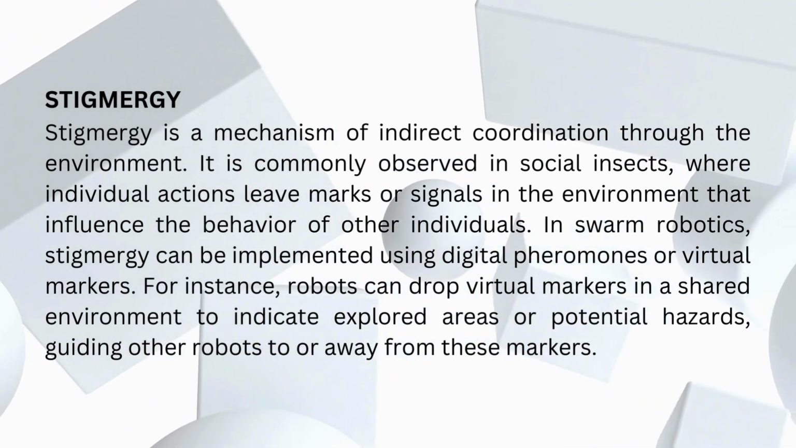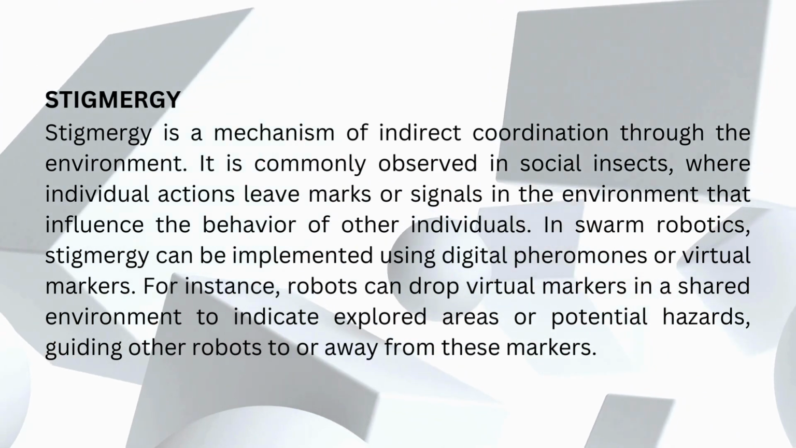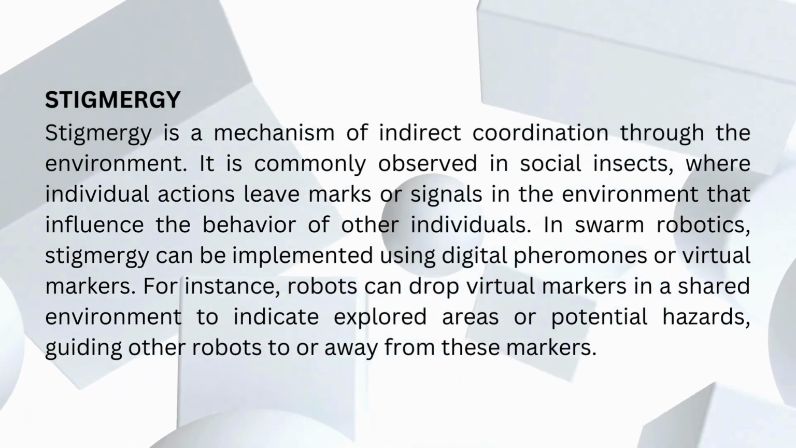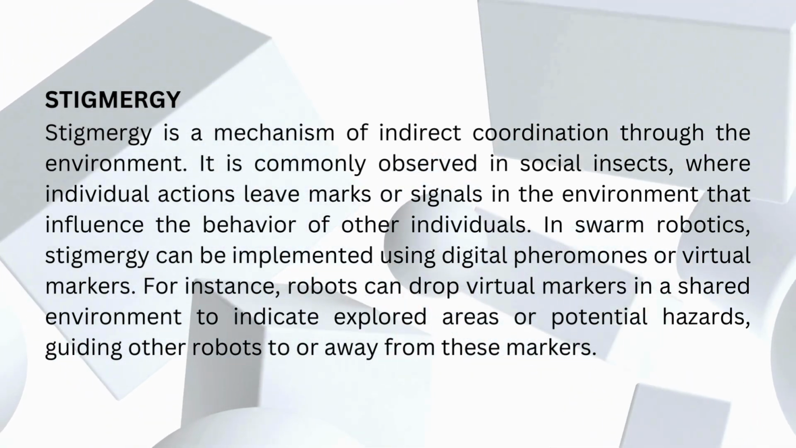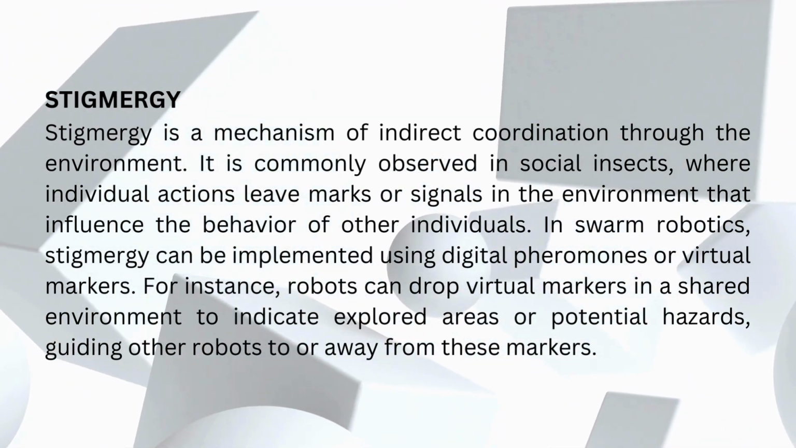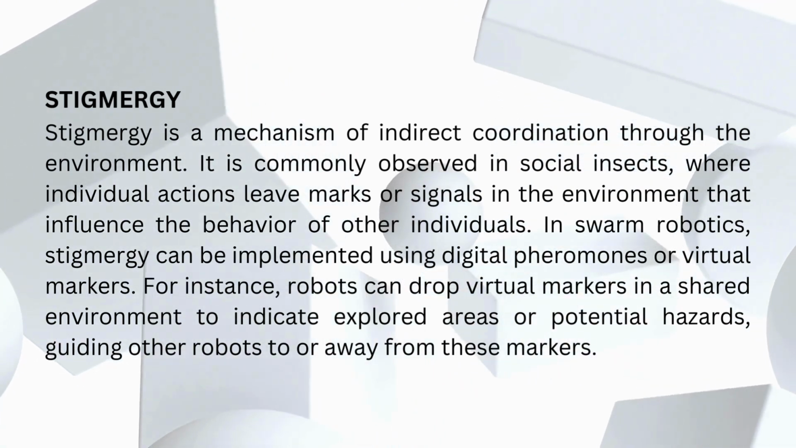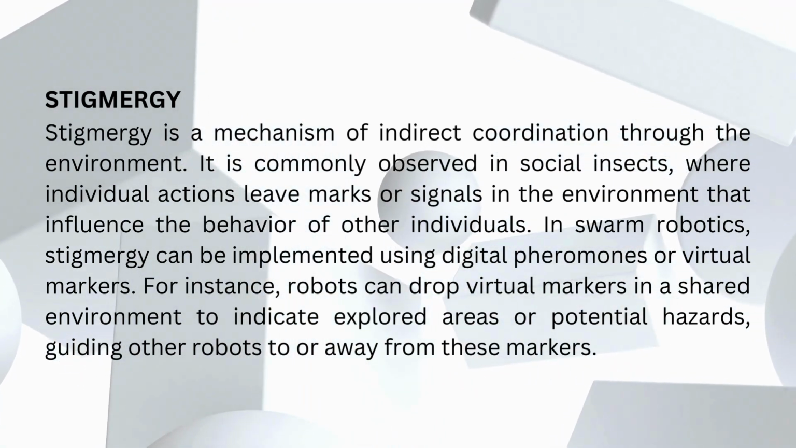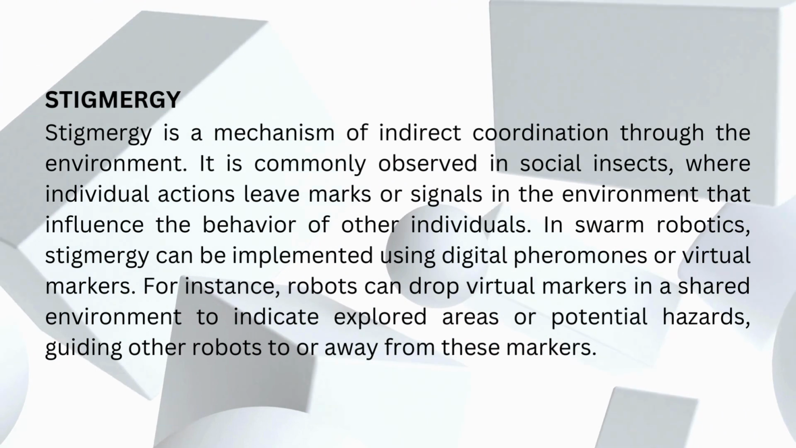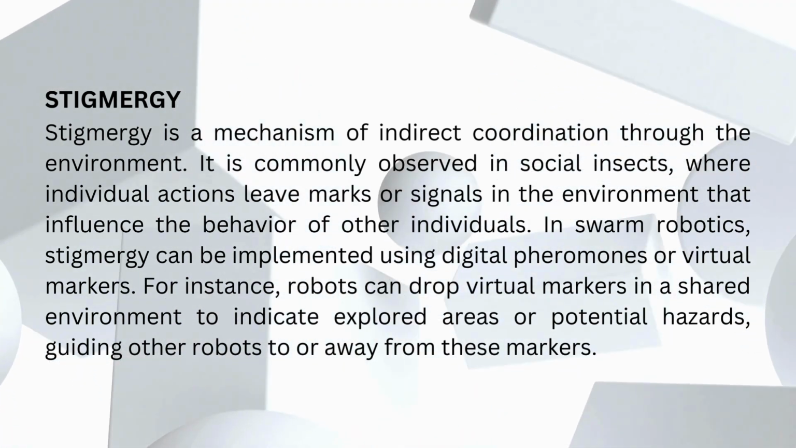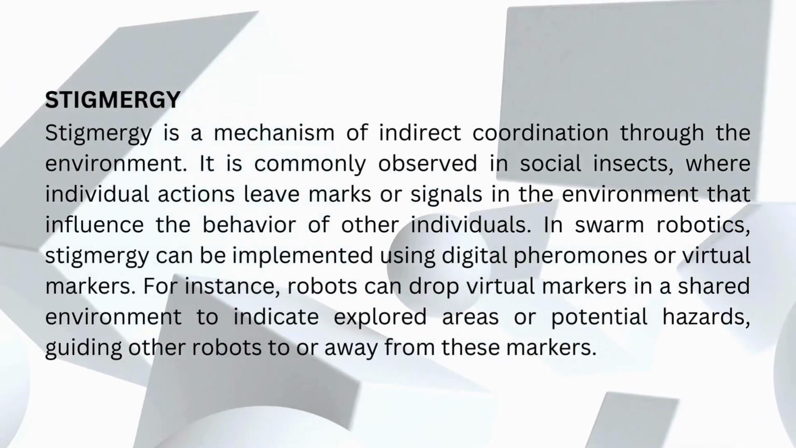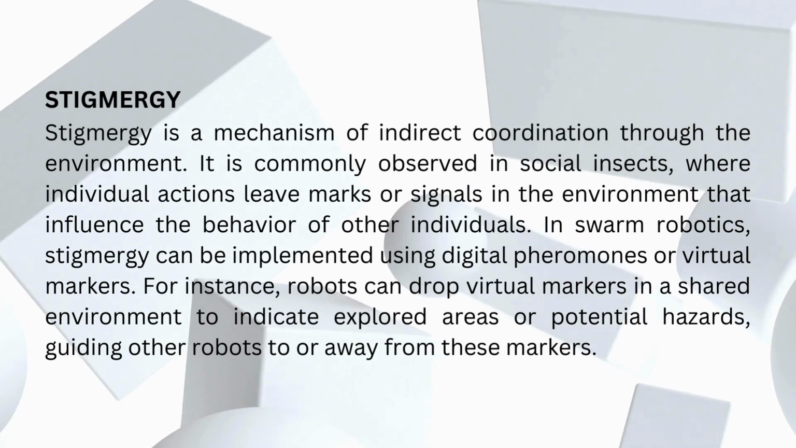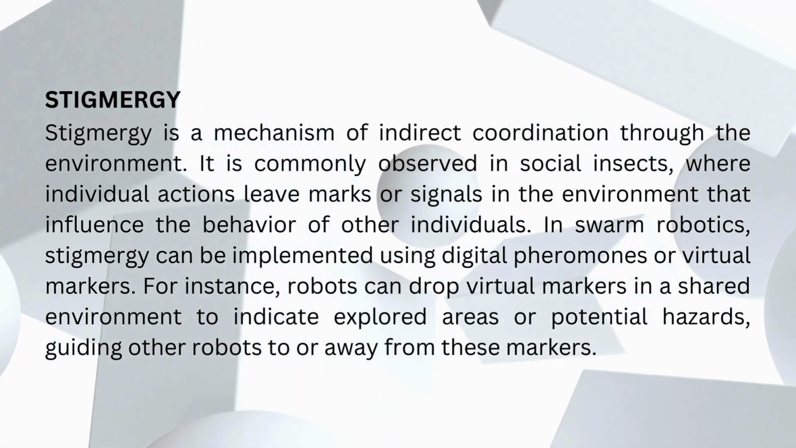Stigmergy. Stigmergy is a mechanism of indirect coordination through the environment. It is commonly observed in social insects, where individual actions leave marks or signals in the environment that influence the behavior of other individuals. In swarm robotics, stigmergy can be implemented using digital pheromones or virtual markers. For instance, robots can drop virtual markers in a shared environment to indicate explored areas or potential hazards, guiding other robots to or away from these markers.